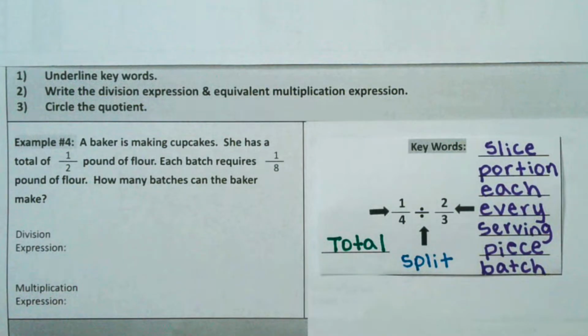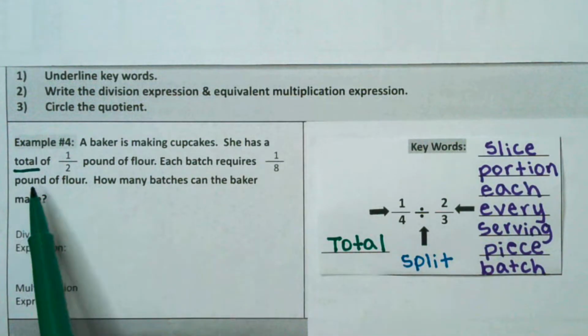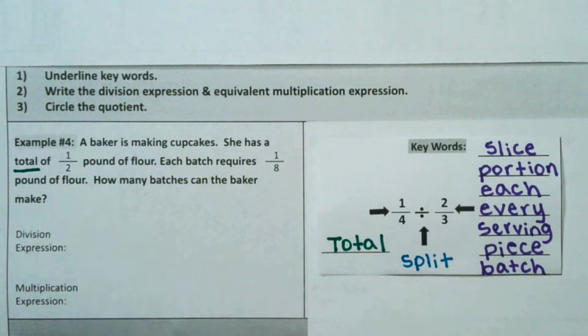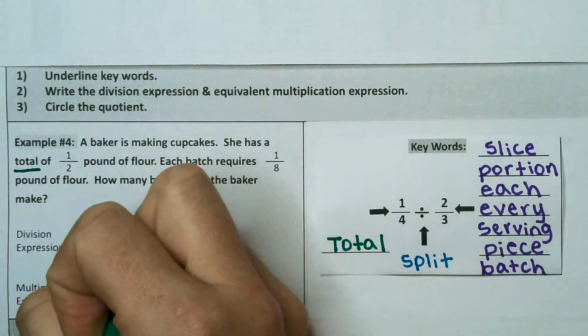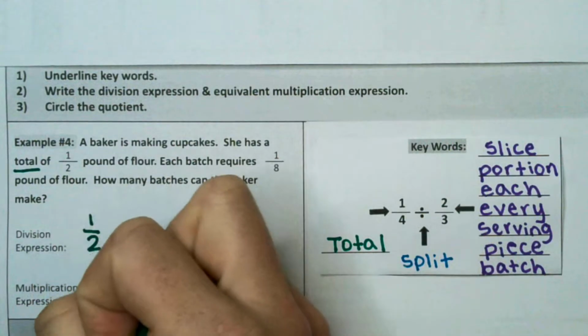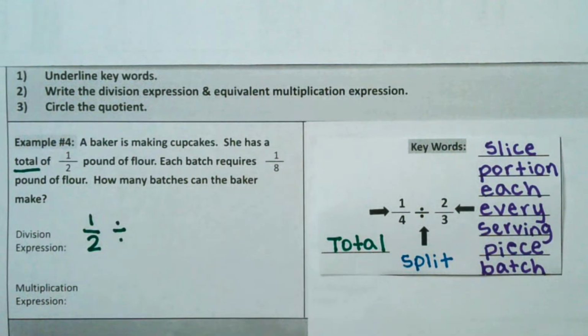So here are our keywords that we wrote down in our notes. One of the keywords that you should have underlined is total. And I can see total goes with 1/2. So when I write my division expression, 1/2 will be my first number. And I'm going to write divided by.